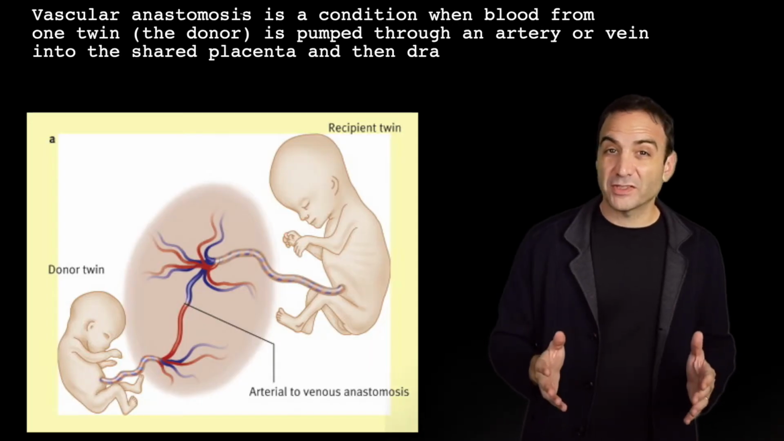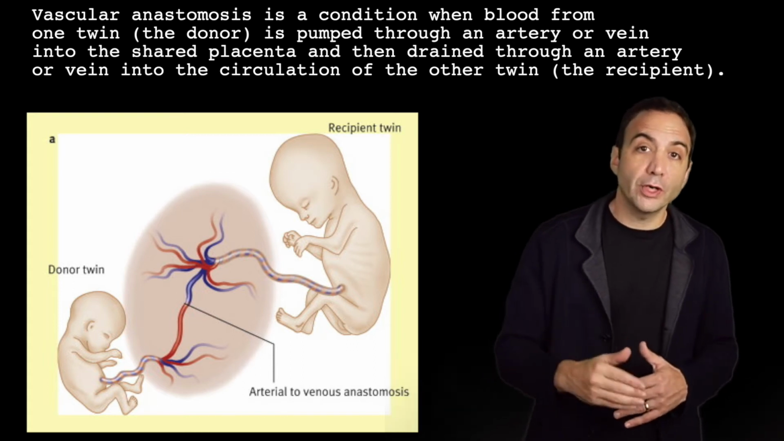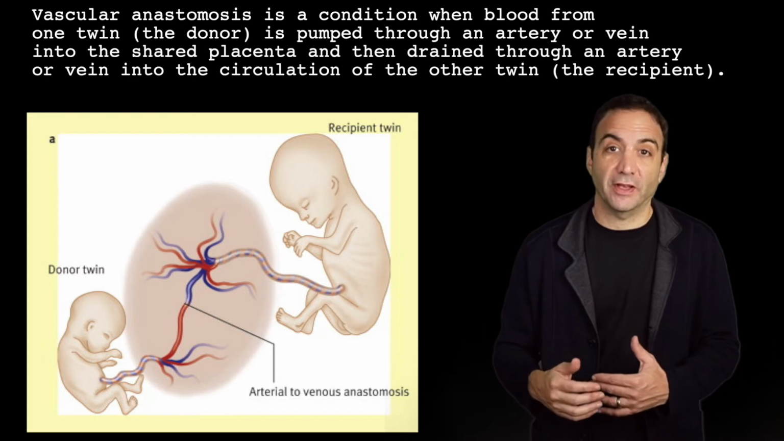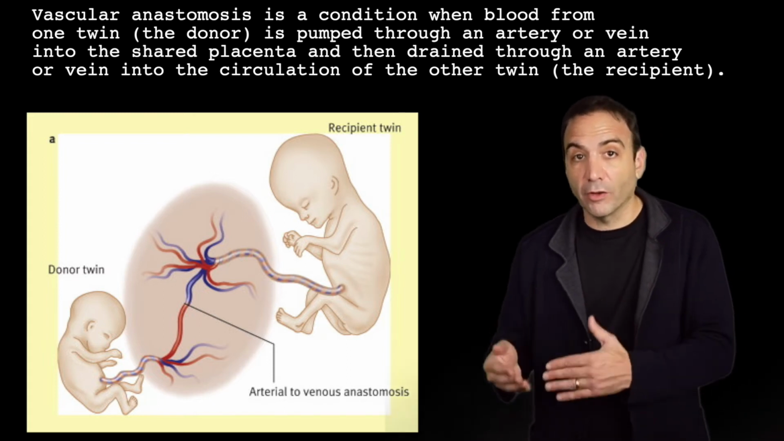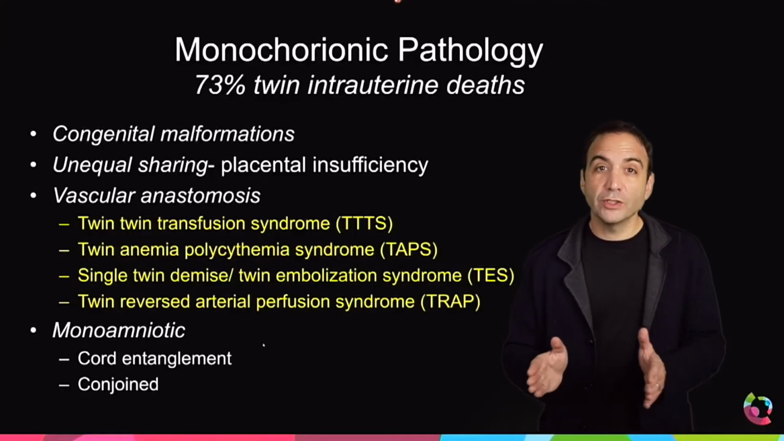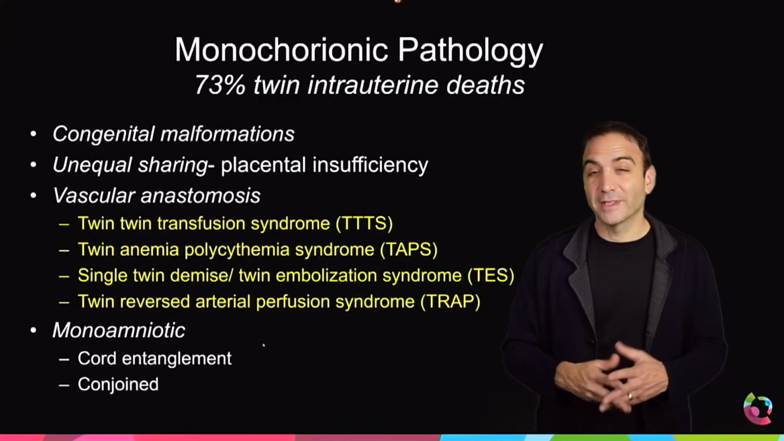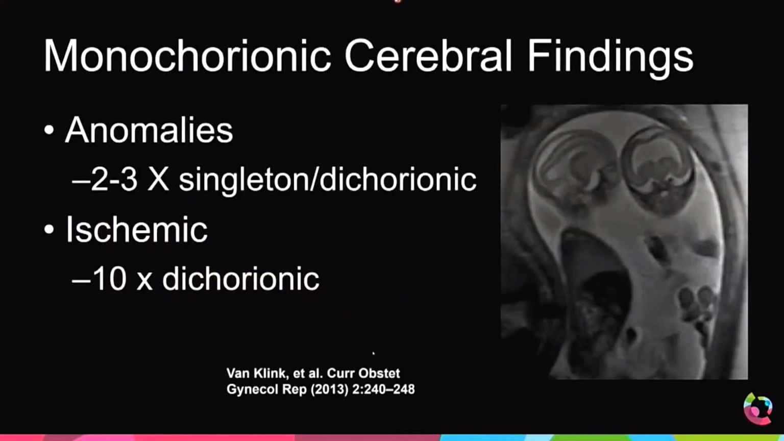Vascular anastomosis is a condition when blood from one twin, the donor, is pumped through an artery or vein into the shared placenta and then drained through an artery or vein into the circulation of the other twin, the recipient. And the one which is imaged the most is twin-to-twin transfusion syndrome, or TTTS. But we do also see twin anemia polycythemia, single twin demise, and twin reversed arterial perfusion syndrome. Just to remember that in monochorionic twins, we have a higher risk for cerebral findings.